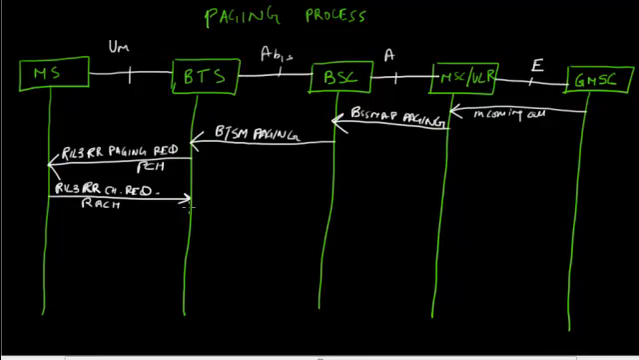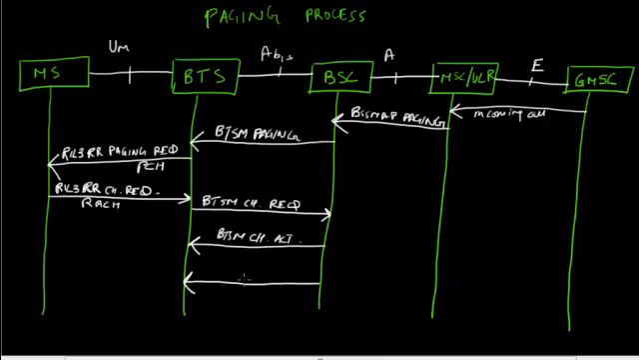The BTS sends a BTSM channel required message to the BSC. The BSC sends back a channel activation message in order to activate the radio channel. So it sends a BTSM channel activation message to the BTS, and after that it sends a BTSM immediate assignment command to the BTS.